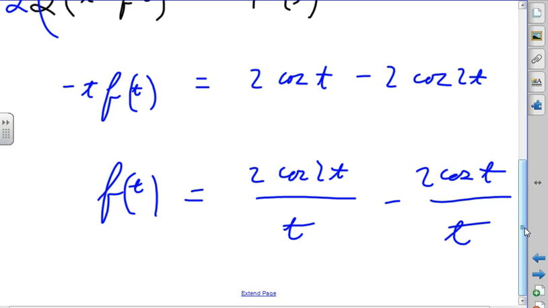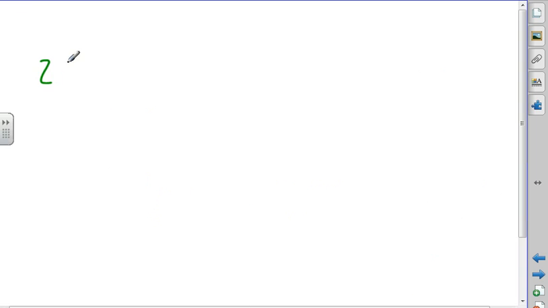24. 2 cosine 2t over t minus 2 cosine t over t. Okay, yeah, same problem. All right, correct. Boom. We're on a roll. We got one right. Ooh, 26.